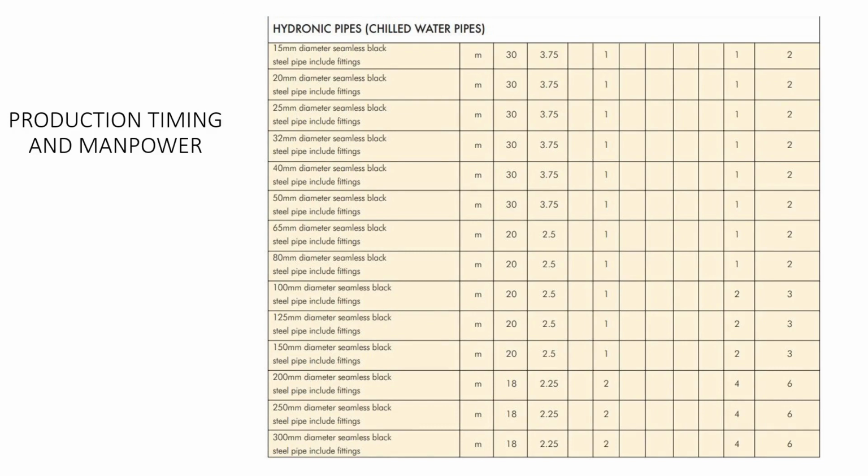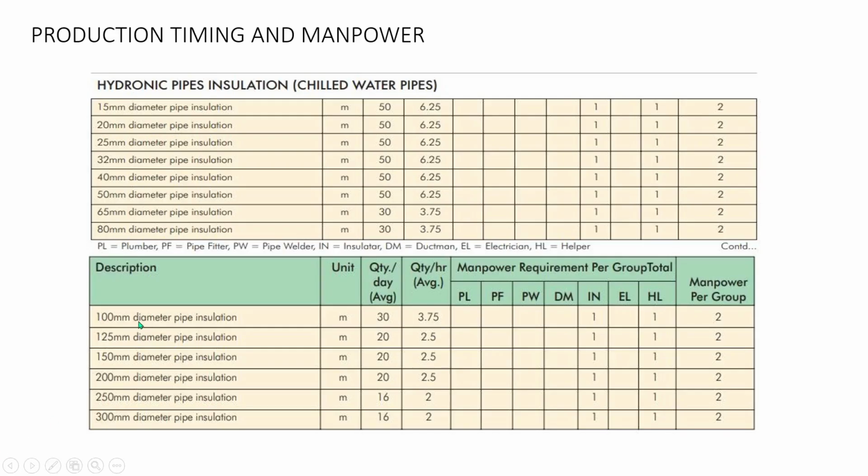The next one is hydronic pipes or chilled water pipes. For the different dimension, the manpower and the total average hours for accomplishing a task changes. You can see. Please note that as well. Here they have given the installation timing for the installations. Okay, meters, 30 meters, how many manpower we need. All the details as they are given.